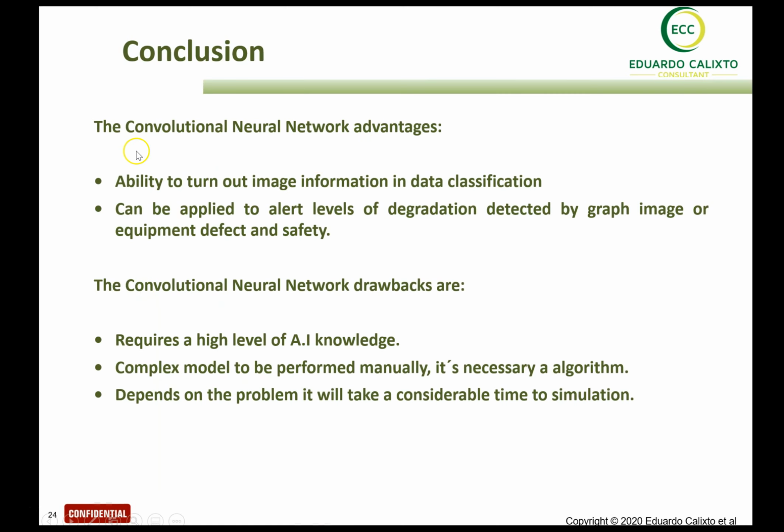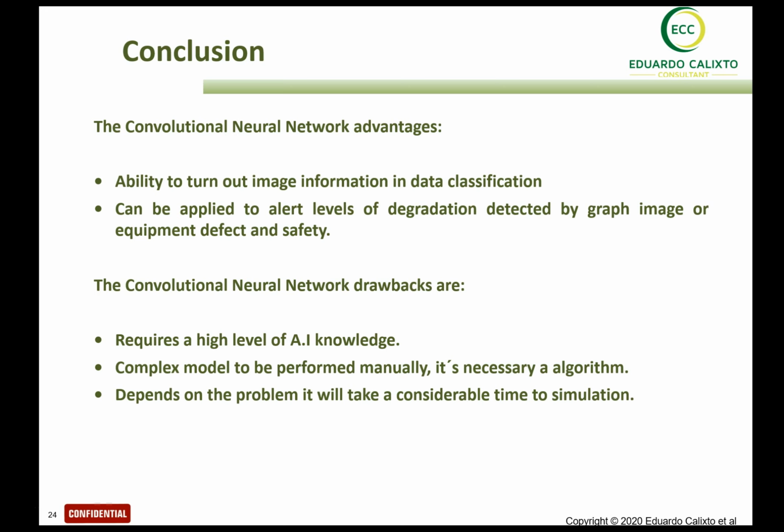So the conclusion is the convolutional neural network has some advantages. First, the ability to turn an image into data classification. We saw that with the example that was given, and then after we have a full understanding by using the exercise, the case study in MATLAB, we saw that it can be applied to alert level of degradation detected by graphs, images, or equipment defects, and safety as well. So there are different applications, all regarding images.